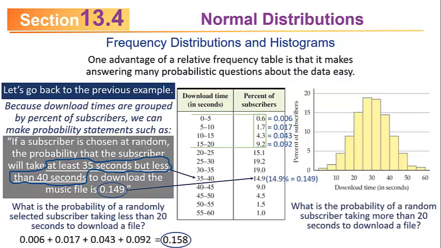How about this one? What is the probability of a random subscriber taking more than 20 seconds to download a file? Since you know the percentages add up to 100%, or as a decimal, the probabilities add up to 1, you can just take the answer you got before, which is the 0.158, and subtract it from 1. That's easier than adding up the rest of the numbers, but if you did add up the rest of the numbers, you would get the same answer.